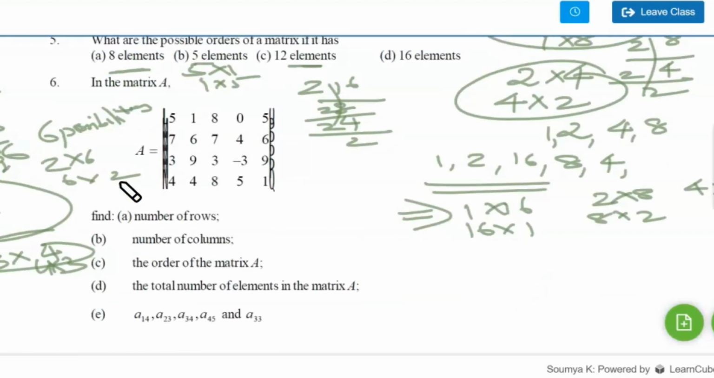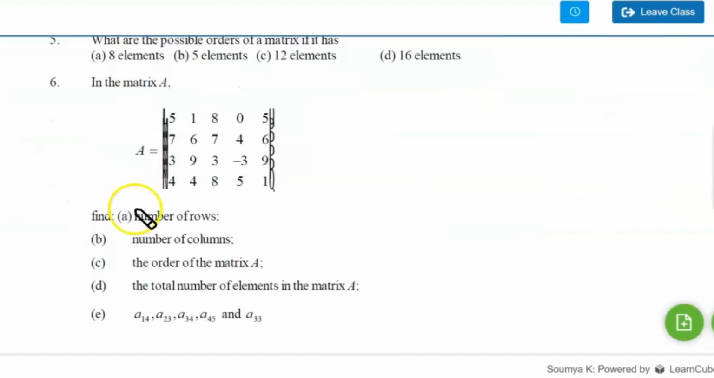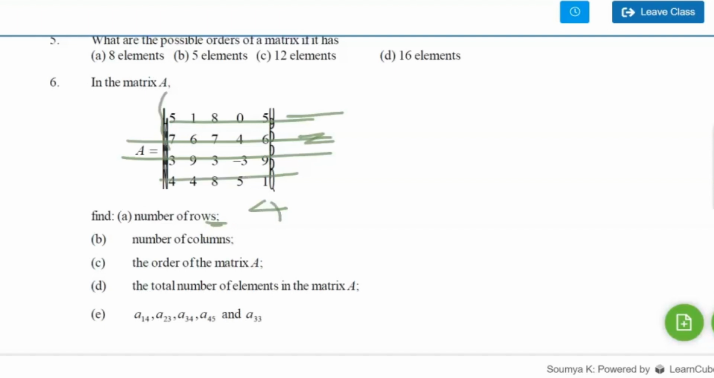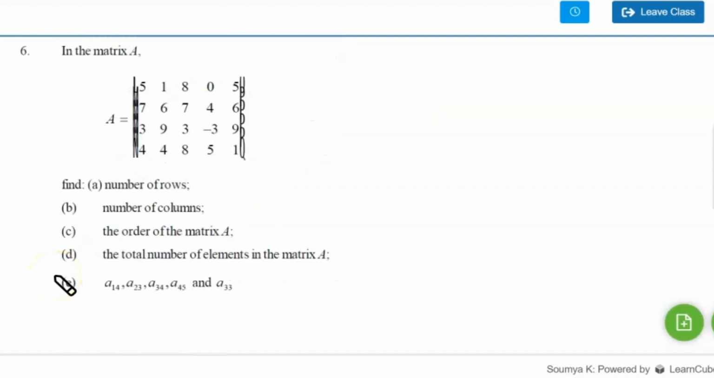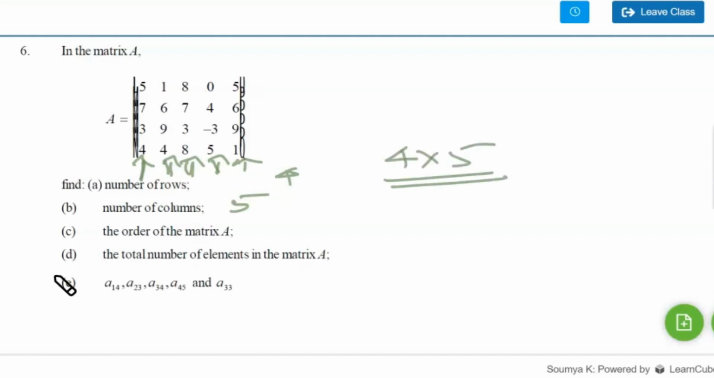Let's check the sixth question. In the sixth question, a matrix is given to you. Find the number of rows. So you can see here 1 row, 2, 3 and 4. You have got 4 rows. Here, number of columns. This is 1 column, second column, third column, 4 and 5. So this will be 5, and here it will be 4. Order of the matrix is number of rows by columns. So it is 4 by 5.